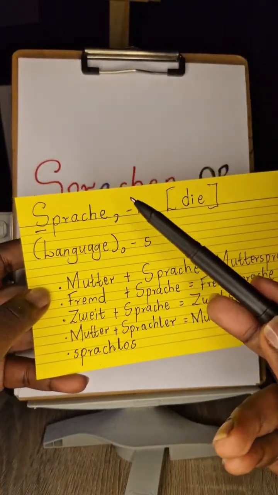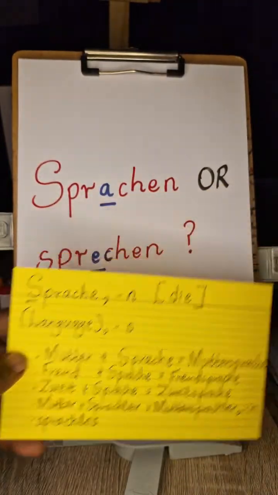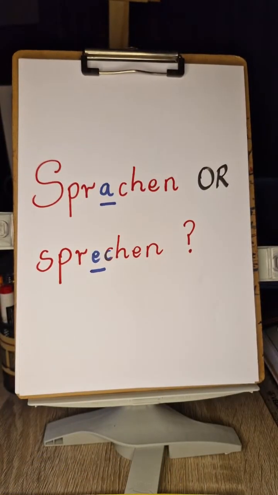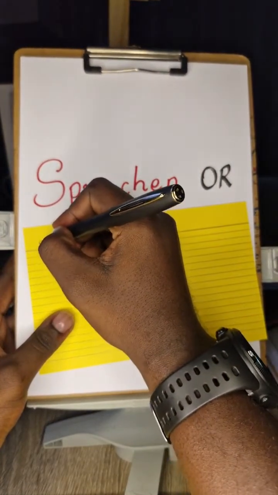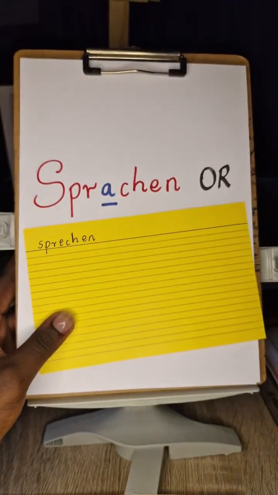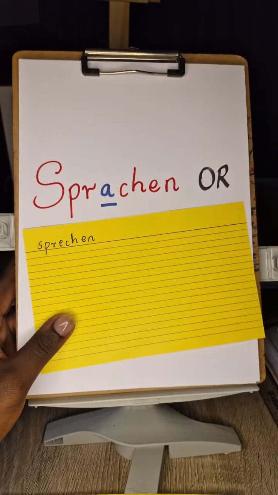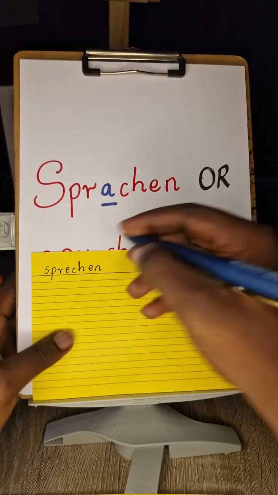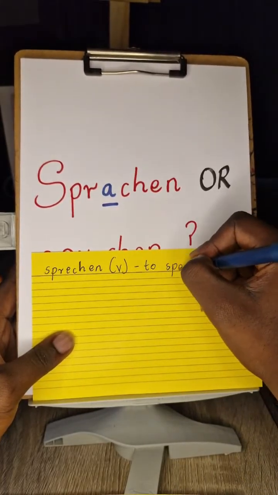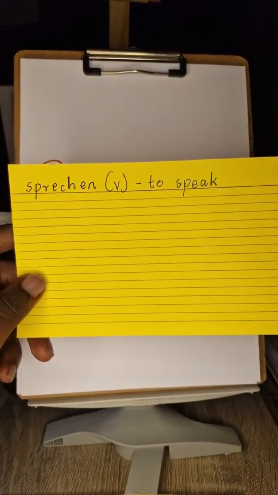Remember, this is a noun. So therefore, it would always begin with the capital letter. Okay. All right, then. Let's now proceed and see the second one. How about Sprechen? What is this Sprechen and how do we conjugate it? Now, remember, this one is normally small s. It is normally going to begin with a small s unless, of course, it begins a sentence. So, Sprechen is a verb, which simply means to speak.